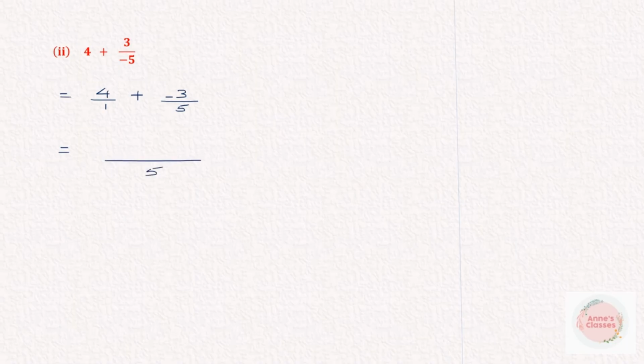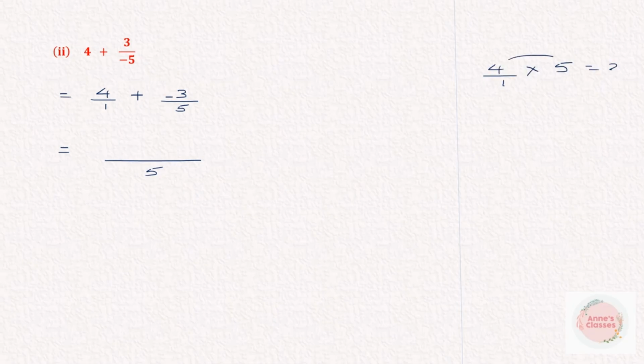Next question, 4 plus 3 by minus 5. So 4 first, let's make it a fraction, 4 by 1 plus, now 3 by minus 5, let's change this minus 5, transfer the minus sign to the numerator. So this becomes minus 3 by 5. So here the LCM, because the denominators are 1 and 5, the LCM will be 5. So here 4 by 1 into the LCM which is 5.